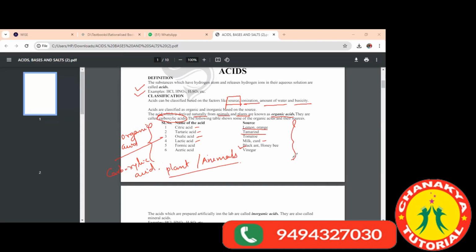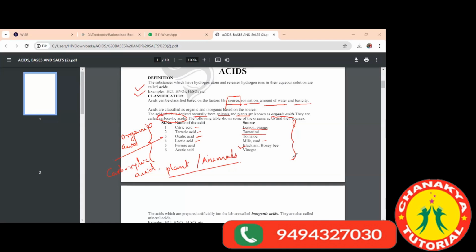So first, the classification part is about source. If you obtain acids from plants and animals, these acids are called organic acids. They have another name, that is carboxylic acid. And examples are there in front of you. That's it. It's about the first type of classification.